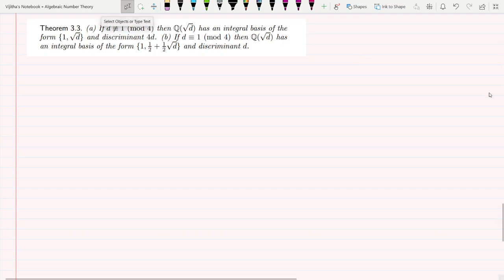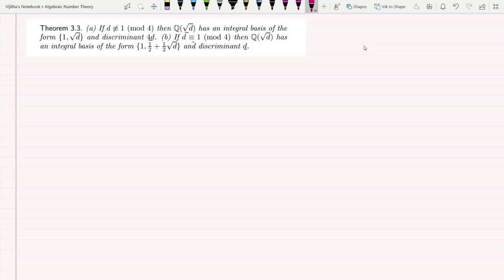Hello dear students. So now we will move on to theorem 3.3. The statement is A. If D is not congruent to 1 mod 4, then Q of root D has an integral basis of the form 1 comma root D and discriminant 4D. If D is congruent to 1 mod 4, then Q of root D has an integral basis of the form 1 comma half plus half root D and discriminant D.